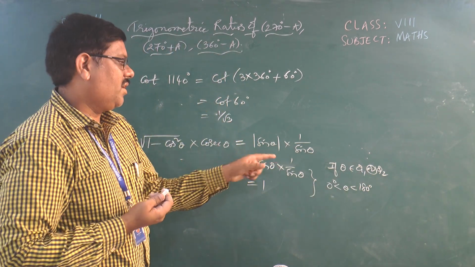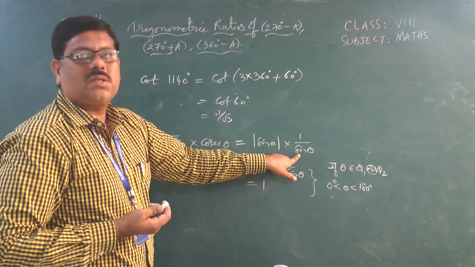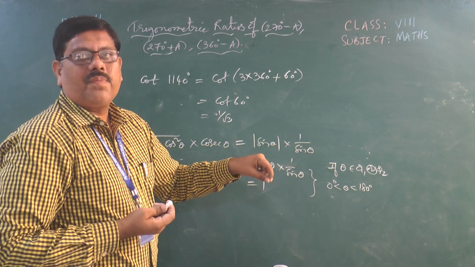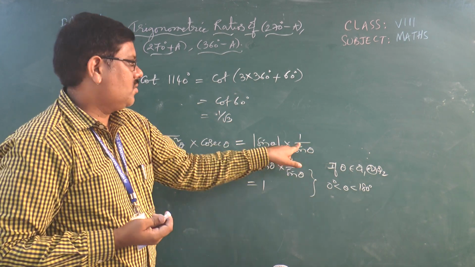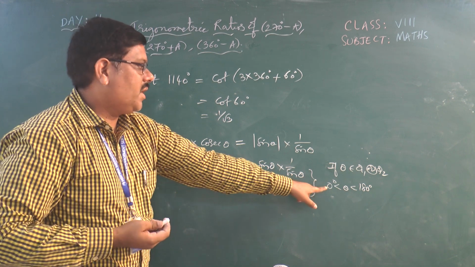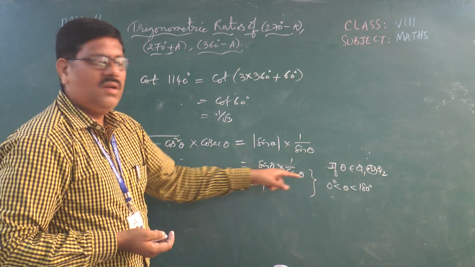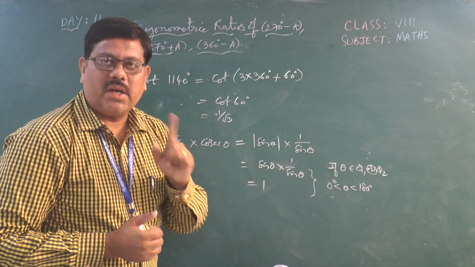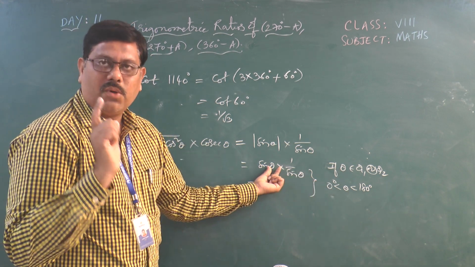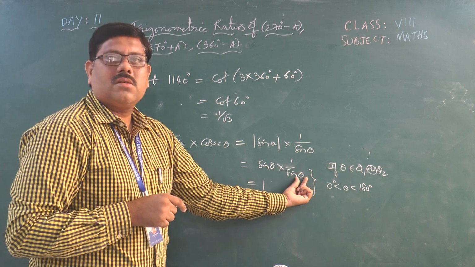Of course, we cannot take 0 degrees because cosecant is not defined there. 180 degrees also we cannot take because cosecant is not defined there. So it is better to take theta in between 0 degrees and 180 degrees. Why am I taking this as plus 1? If theta is in between 0 and 180 degrees, sin theta is always positive.